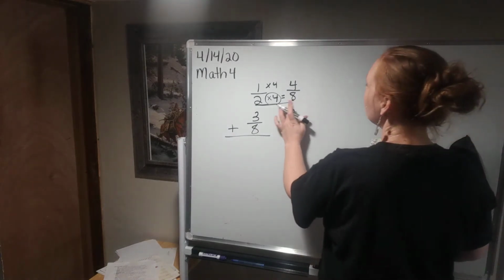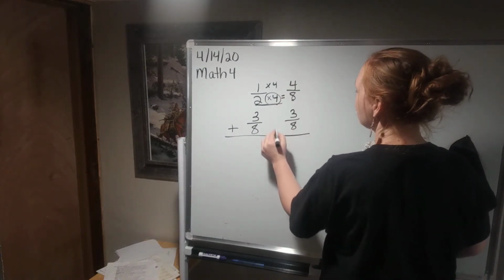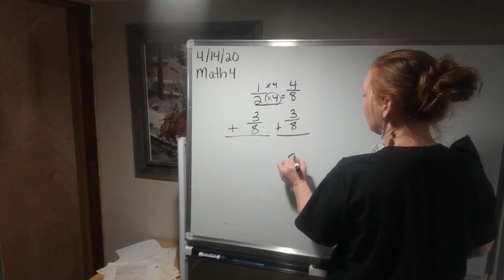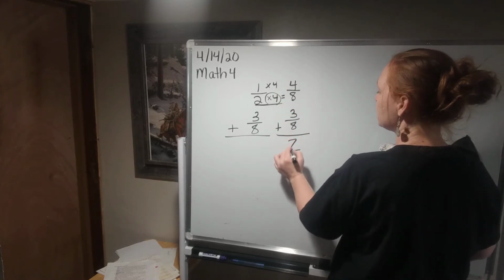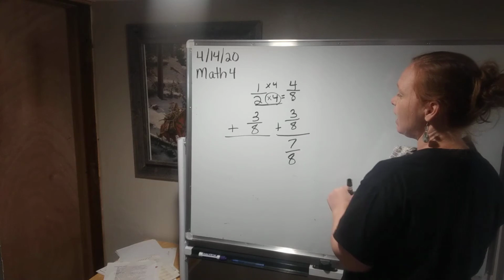Okay? Now that I have this changed, I have the same denominators. Now I can add. 4 plus 3 equals 7. So my answer is 7/8.